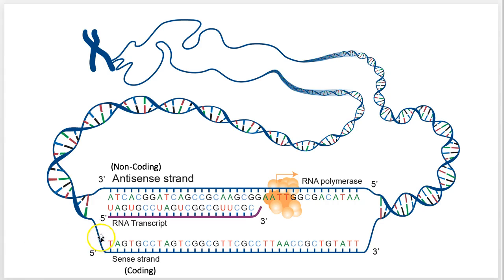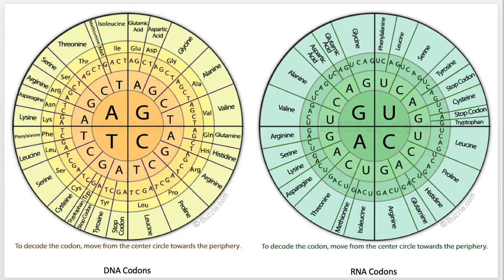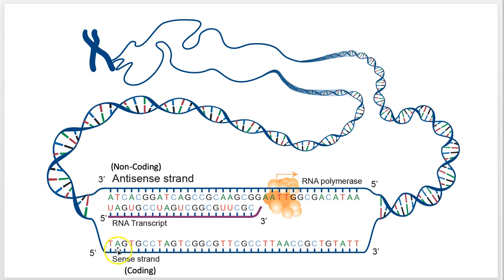So we're going to make protein. So we need messenger RNA, and down here is my sense strand. That is the piece of DNA that is going to have the codons that match up with the amino acid. So that's this codon chart right here. And so what I want to do is I need a messenger RNA that looks just like this.